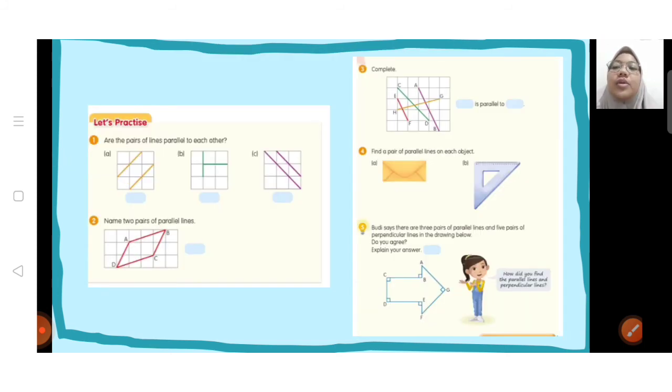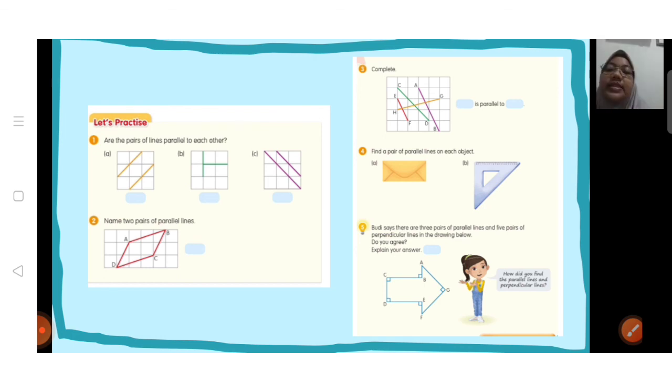Okay, now you have the task to do. Number 1, stroke number 4. Which one is the parallel line? Number 1, are the pairs of lines parallel to each other? You just need to say yes or no. And then number 2, name 2 pairs of parallel lines.